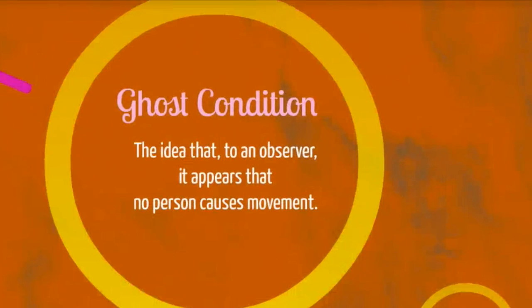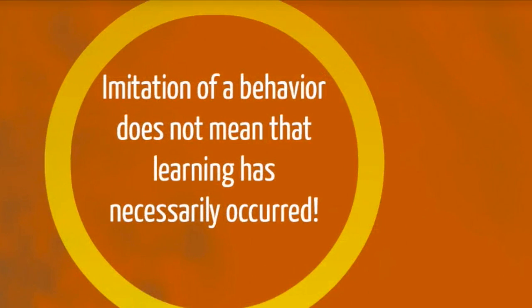In asocial observational learning, it is important to understand the idea of a ghost condition, in which, to an observer, it appears that no person caused a movement, even if a person did. Lastly, it is important to remember that imitation of a behavior does not mean that learning has necessarily occurred, and this could be from a variety of other reasons besides learning, that a person is imitating a behavior.